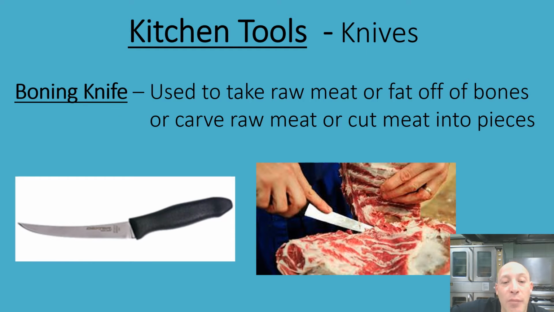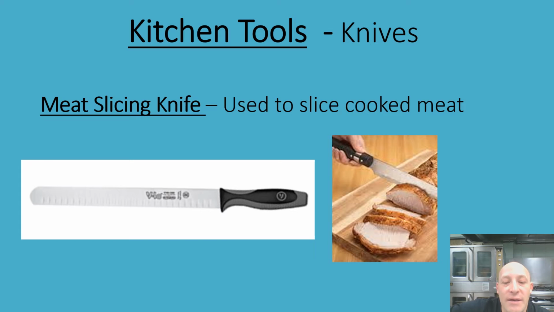This is called a boning knife. It's used to take raw meat or fat off of bones, or carve raw meat or cut it into pieces. This is a meat slicing knife. It's used to slice cooked meat. If you notice, it has these little lines in it, and those lines help prevent the juices from getting pushed out when you push down on the knife.